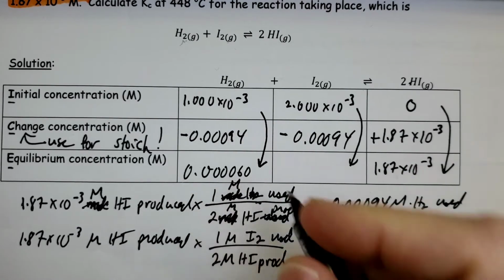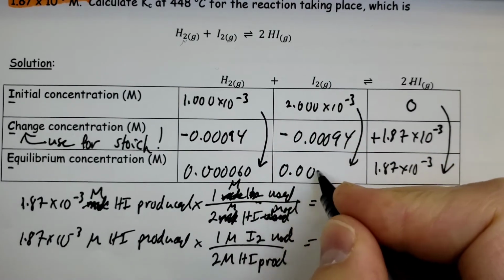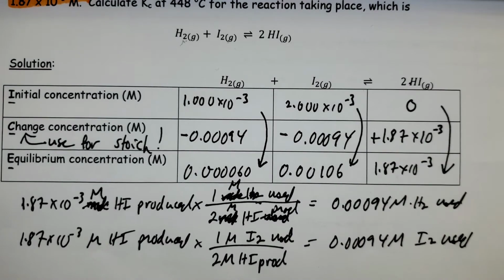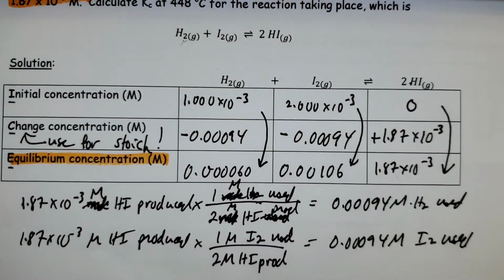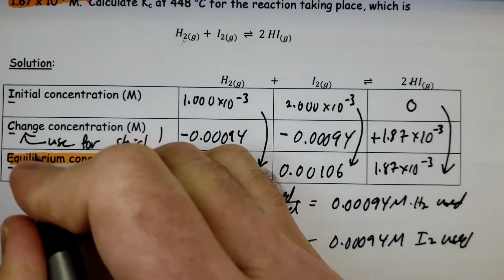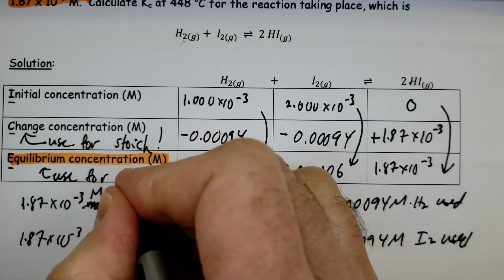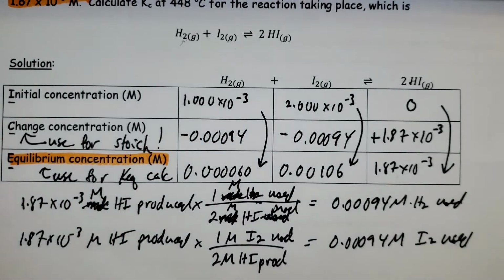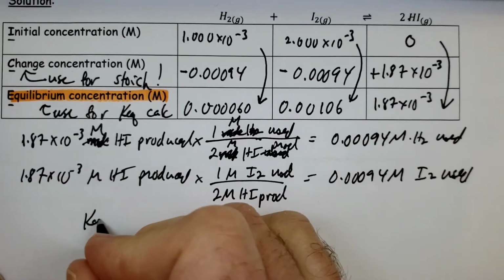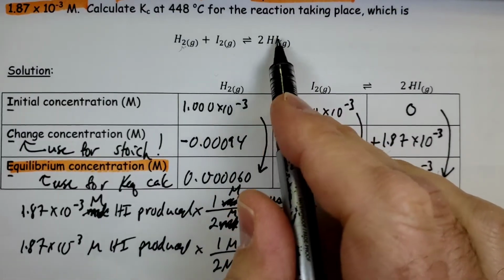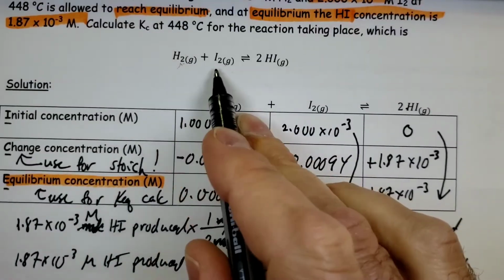4 zeros there, 60. And 2 minus that, I get that. So now I have the equilibrium concentration. So that's what gets used for KEQ. Use for KEQ calculation. So over here, products over reactants, KEQ equals HI all squared, because I have 2 of them there multiplied, H2I2.